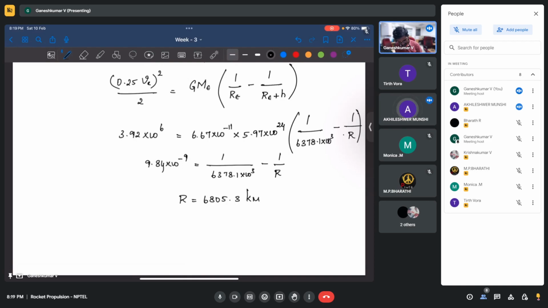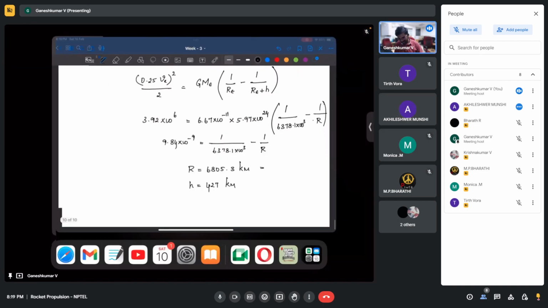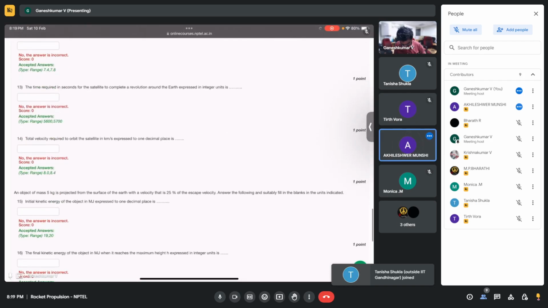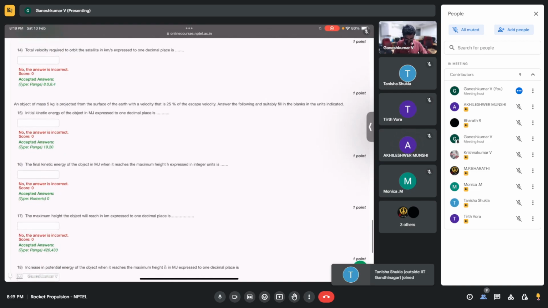I'm getting 425, and the radius is 6378.1. You are getting 427? Okay. Yeah, so H is 427. So actually you should be a little careful. Got it. Interesting. 420 to 430. Okay, that's fine.